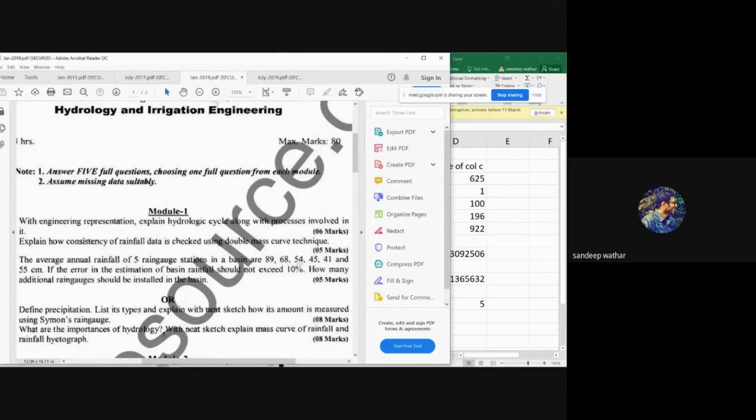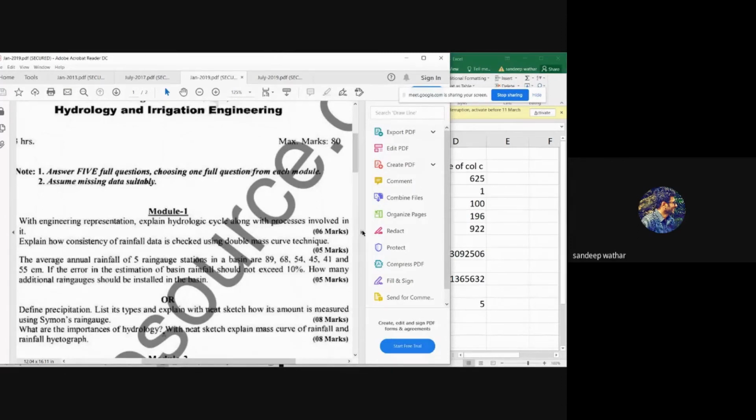89, 68, 54, 45, 41, and 55 centimeter. If the error in the estimation of basin rainfall should not exceed 10 percent, how many additional rain gauge stations should be installed in the basin? So this is quite similar to the problem that we solved earlier, that I explained earlier.